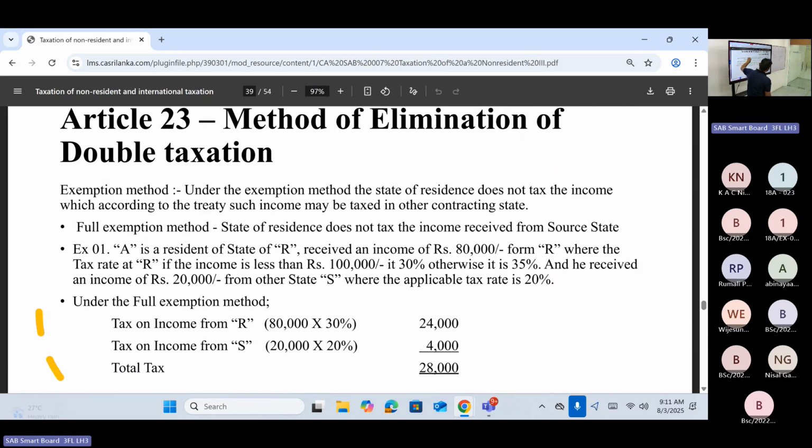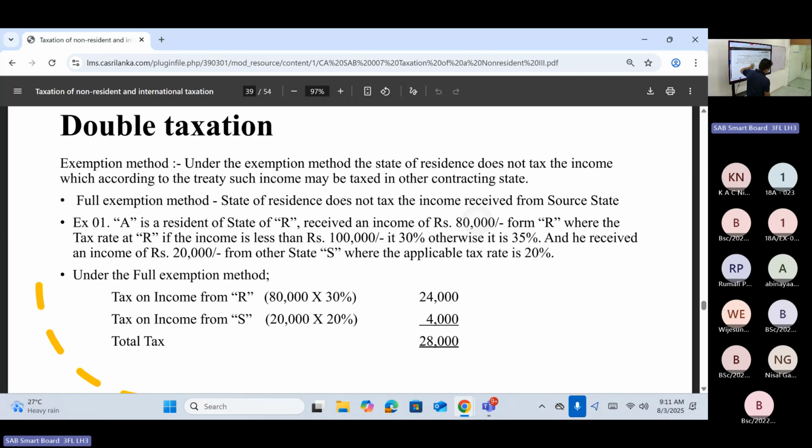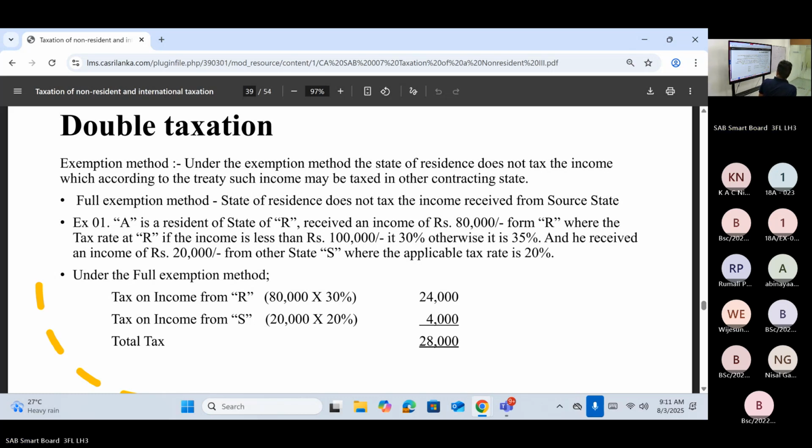So then we can understand. Under the exemption method, the full exemption method, the state of residence does not tax the income if, according to the treaty, such income may be taxed in the other contracting state. Full exemption method: the state of residence does not tax the income received from the source state. Example A, we'll work that out. Example 1.